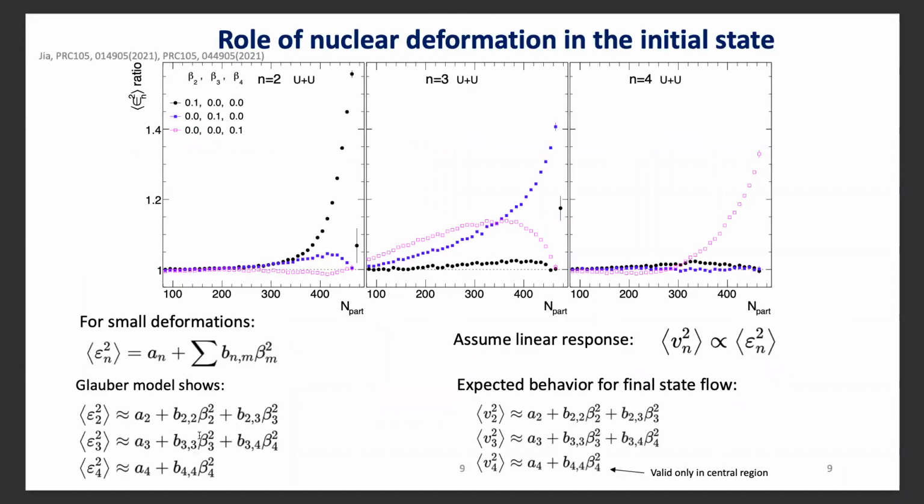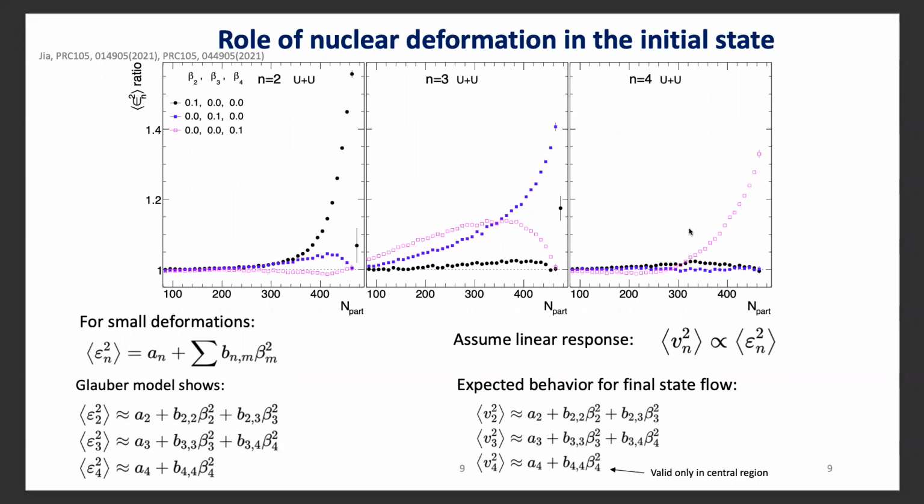Here, let's focus on the initial state firstly. And this plot is drawn by using Glauber. And you can see if we input some beta values individually for epsilon n squared, epsilon 2 is mainly dominated by beta 2, epsilon 3 is mainly dominated by beta 3, and there's some contribution from beta 4, and epsilon 4 is mainly dominated in central collisions by beta 4.